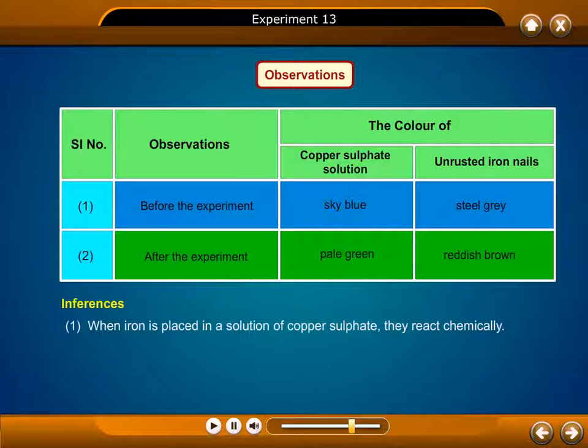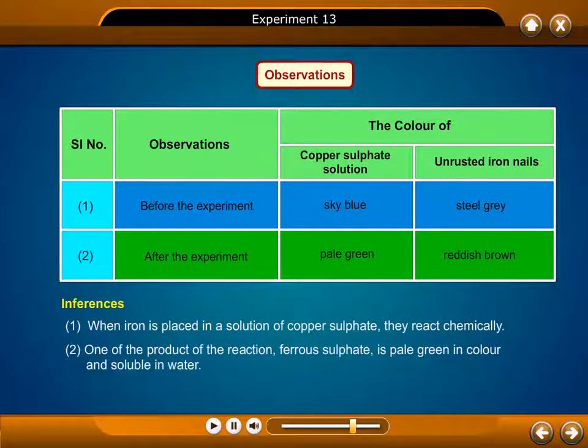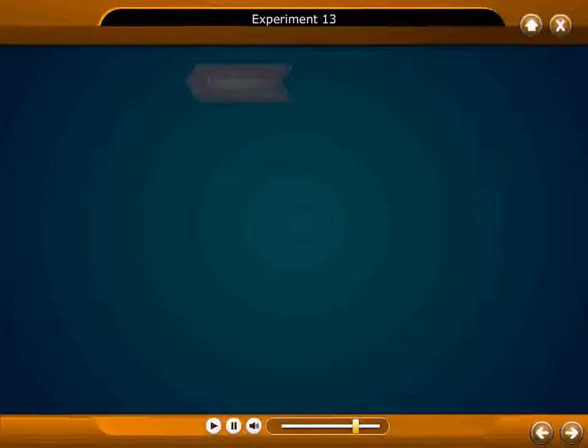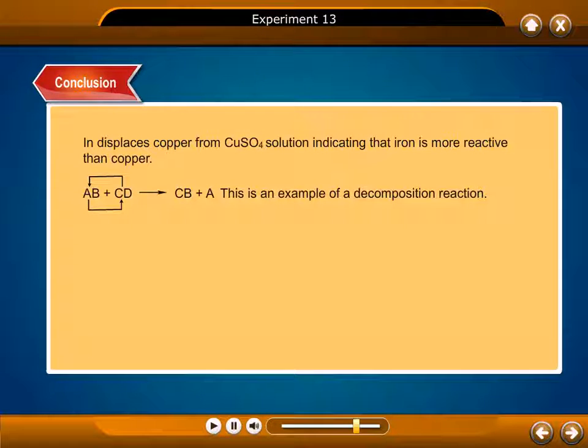Inferences: when iron is placed in a solution of copper sulfate, they react chemically. One of the products of the reaction, ferrous sulfate, is pale green in color and soluble in water. Chemical reaction: CuSO4(aq) plus Fe(s) gives FeSO4(aq) plus Cu(s). Conclusion: iron displaces copper from copper sulfate solution, indicating that iron is more reactive than copper. A plus BC gives AC plus B. This is an example of a displacement reaction.